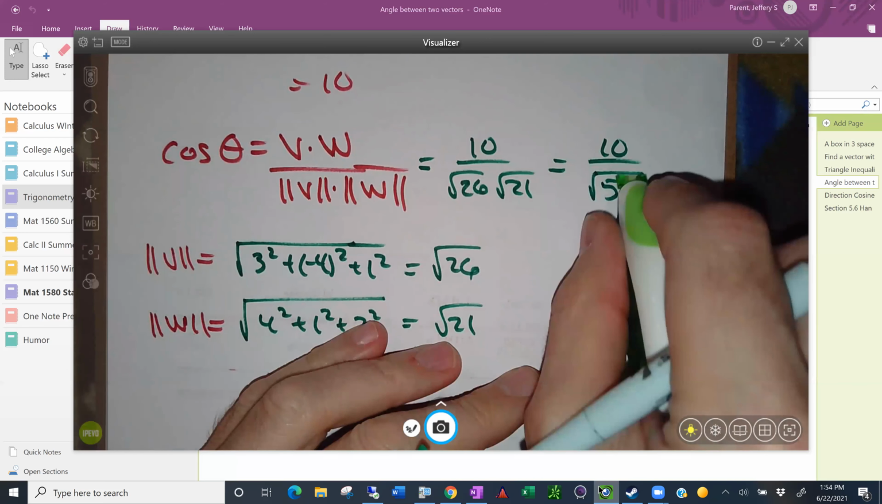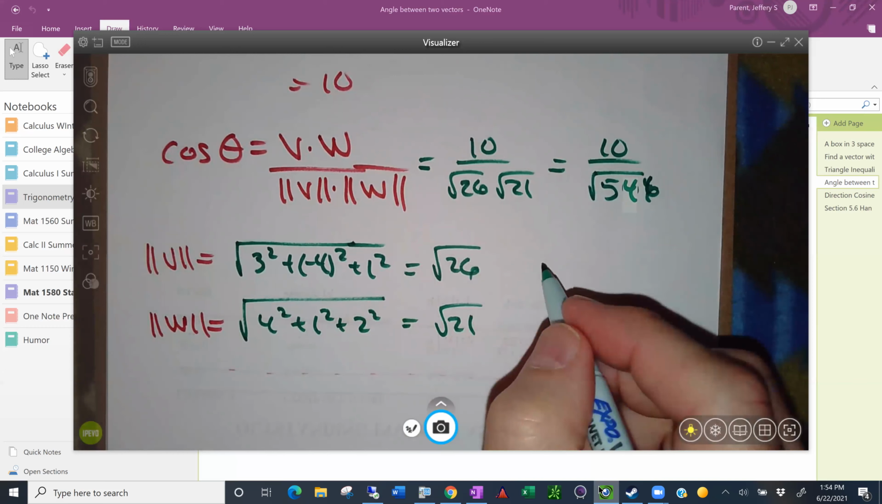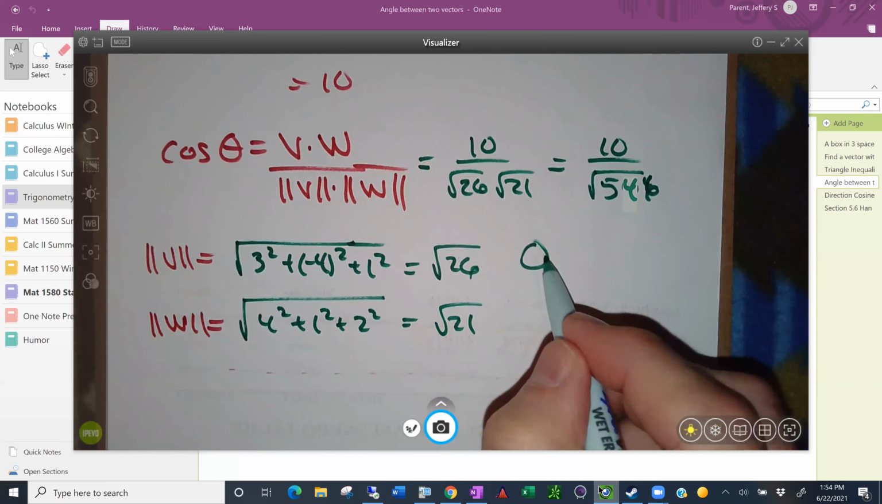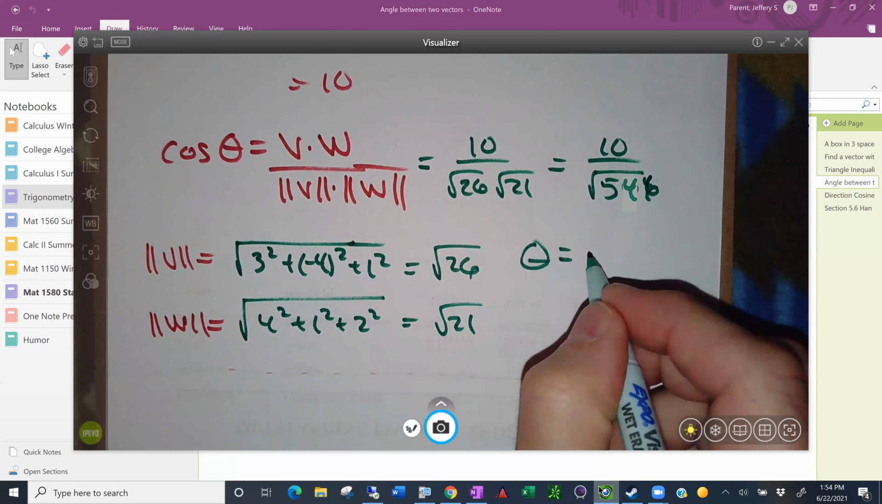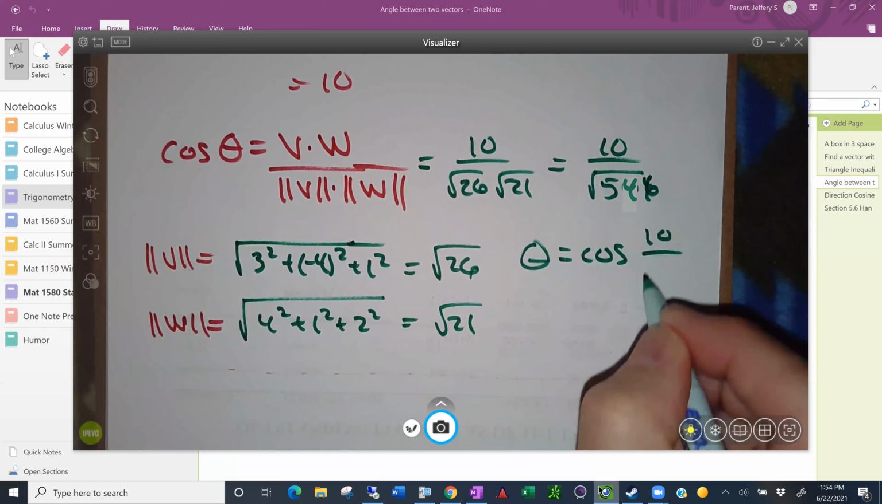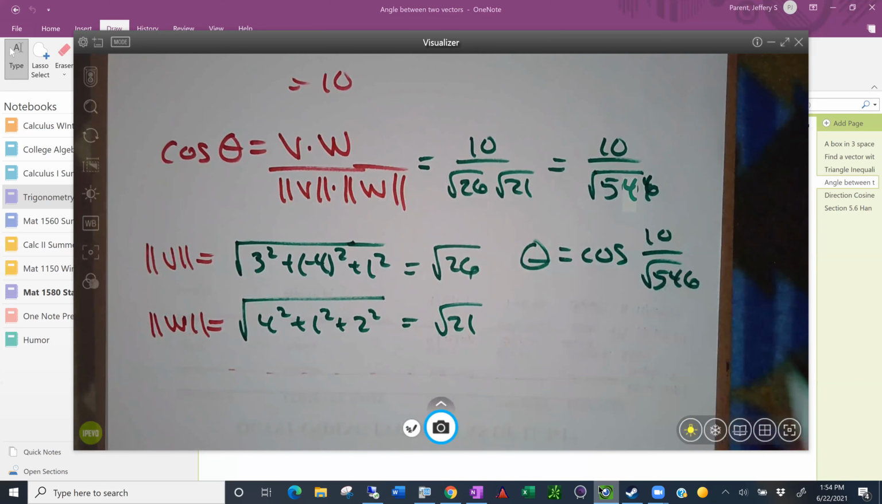All right. Now, would it be wrong to make it cosine inverse of 10 over that? No, that's exactly where we're going. So yeah, you're totally right. That means theta is equal to the cosine inverse of 10 over the square root of 546. Should we be in radians or degrees for this? That's a great question. It doesn't say. I'm guessing that they're going to want it in radians.